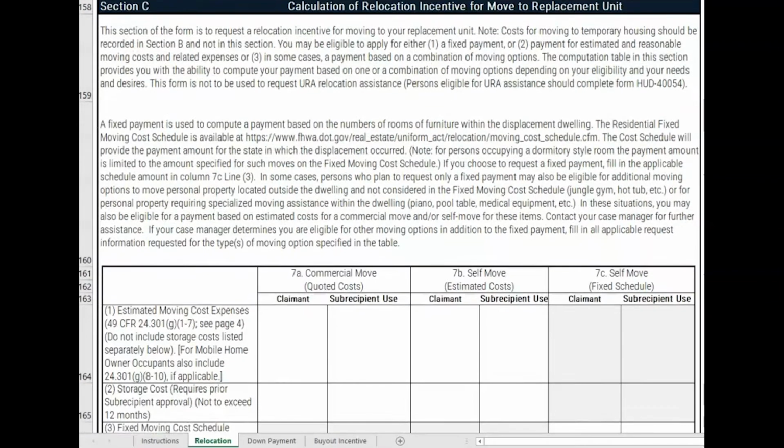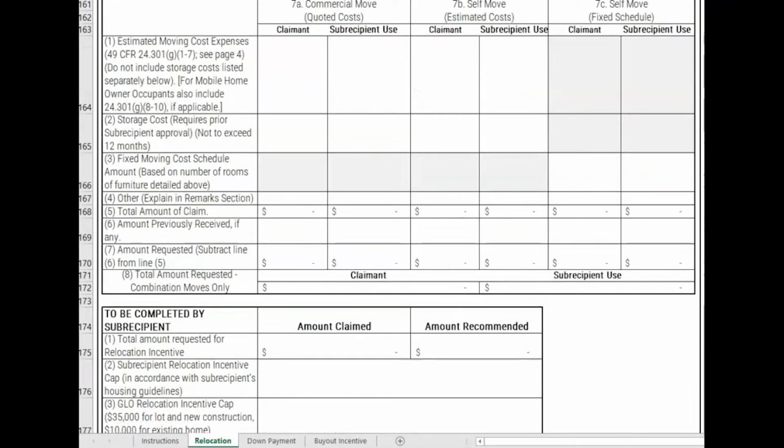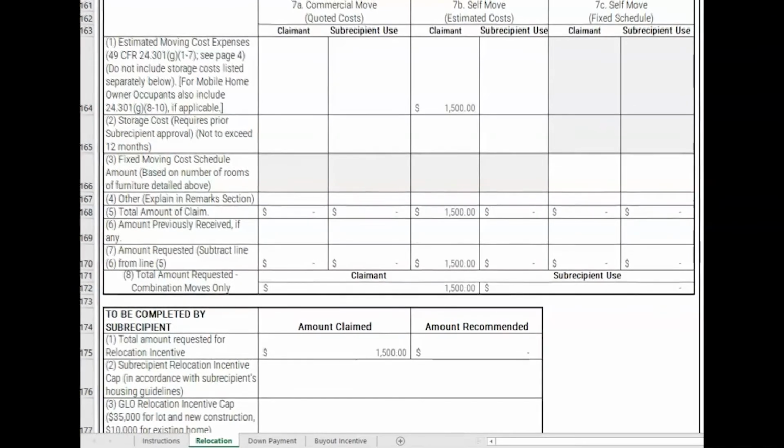The table to compute permanent relocation costs is the same as the table to compute temporary moving costs found in Section BA of the form. Applicants and subrecipients should complete the information for the table to compute permanent moving costs. Refer to Section B of this video for information on how to complete this table.